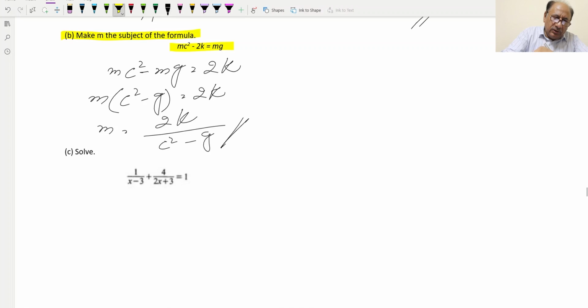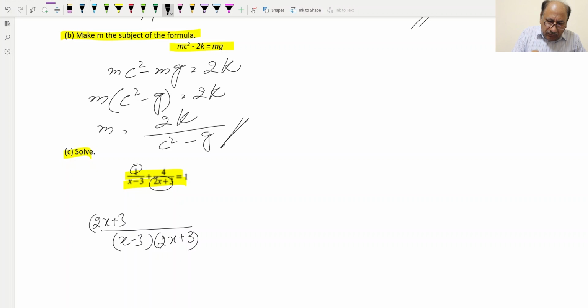Now for C part, we have to solve this equation, and to solve this equation, what we will do, we can write fractions, and for these two we are writing the LCM, so x minus 3 and 2x plus 3, and 1 multiplied by this side, so it will be 2x plus 3 in brackets, and this plus sign, then 4 multiplied by x minus 3 is equal to 1. This is what we have done. Now the rest is simplification.